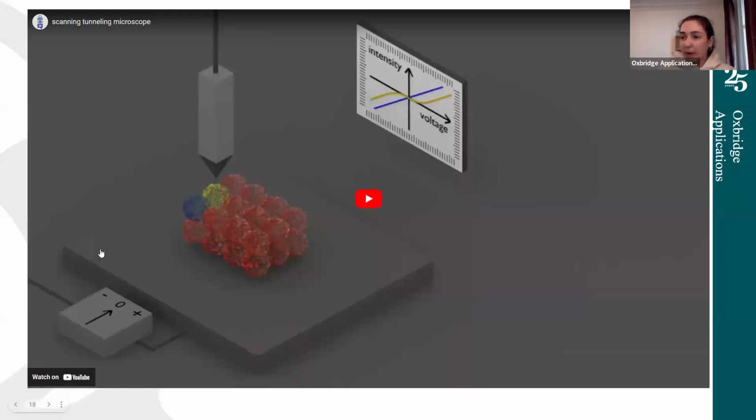So let's have a quick look into scanning tunneling microscopy and think about how it actually works. So you may have come across the scanning tunneling microscope if you're doing IB or A-level physics, perhaps. This is a brief video which explains scanning tunneling microscopy and quantum tunneling.